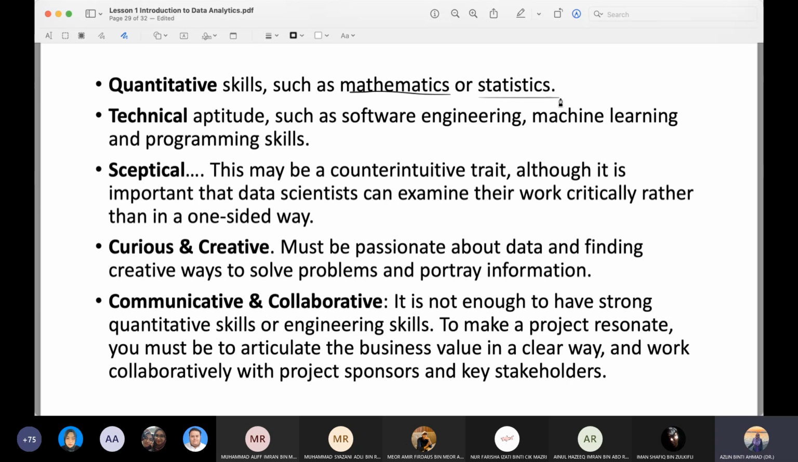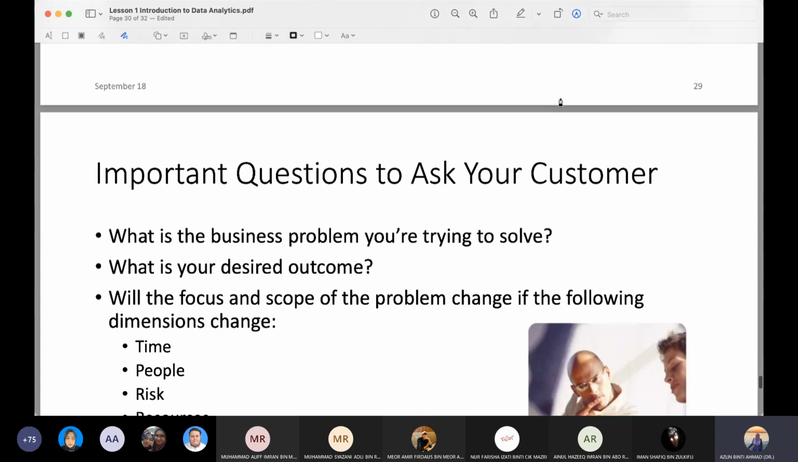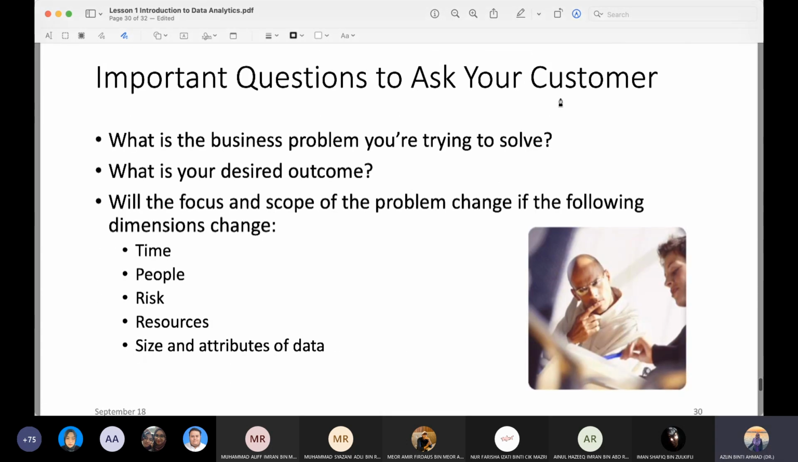Curious and creative pun sama juga, kena kreatif in order to provide the solutions. Maknanya data macam ni, solution dia macam mana. Sometimes using the same data, you might have different solution if you have different objective. And communicative and collaborative, you need to have strong quantitative skills, and then need to collaborate with project sponsors and key stakeholders.